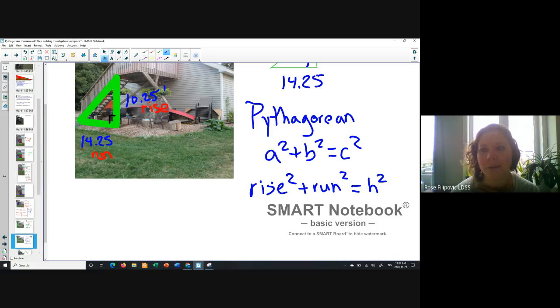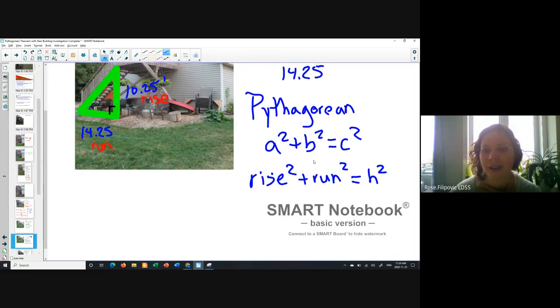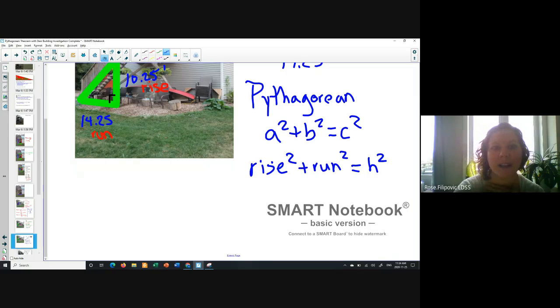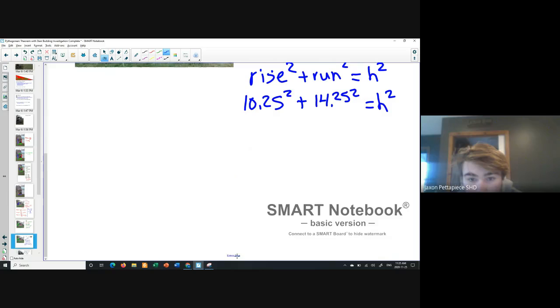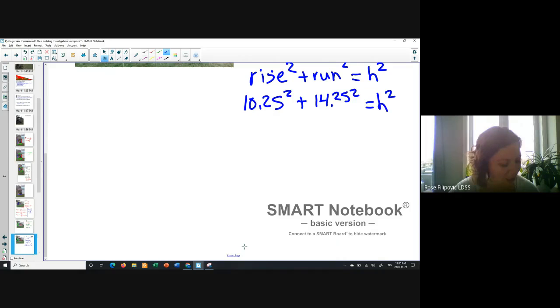So I can just input the calculations that I have. My rise, according to this one, is 10.25, and I square it. And my run is 14.25, and I square that. And that will give me the length of the stair stringer squared. Oh, okay. So I'm just going to put that into my calculator. I guess I could do that here if you wanted to see it.